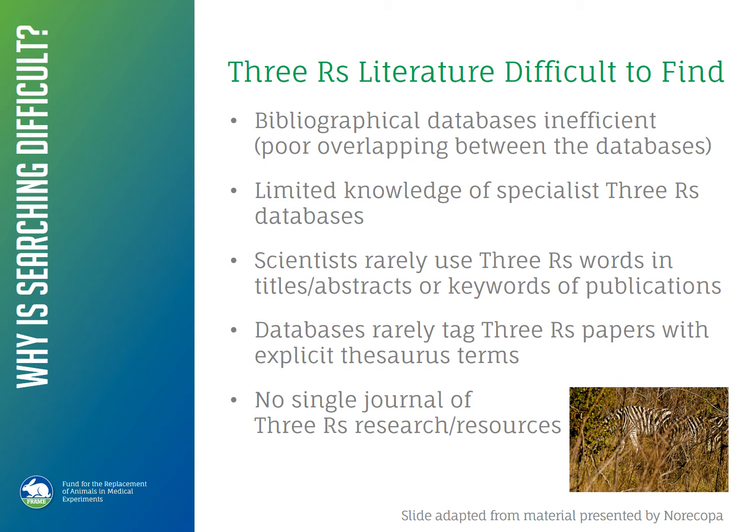As well as problems with identifying all the available information on the internet, 3 R's literature is often difficult to find because databases are inefficient and they don't overlap. There's also limited knowledge of specialist 3 R's databases, with very few people knowing what they are and how to use them effectively.